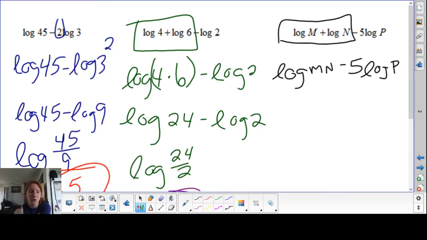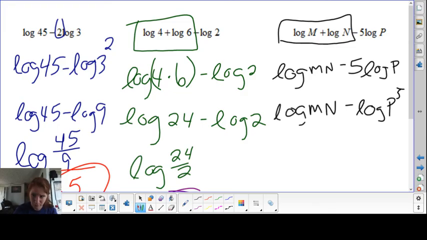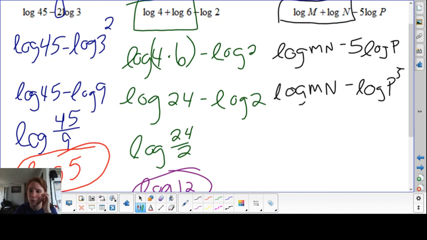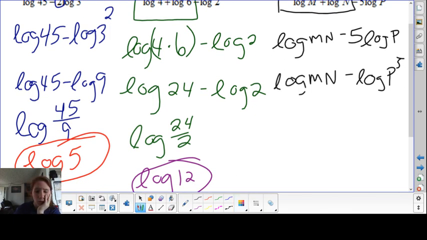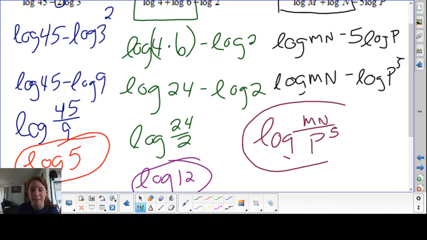But I know that I have a coefficient, and I can't put something together until that coefficient's gone away, so I have to go ahead and change that. Coefficients turn into... Oops, I can't write today. Good, coefficients turn into exponents. So I have minus log of p to the 5th. And then now I have subtraction, which turns into... good, division. So I have log of mn over p to the 5th. And since these are all variables, I can't simplify anything, so it's as simplified as I possibly can get. So my answer is log of m times n over p to the 5th.